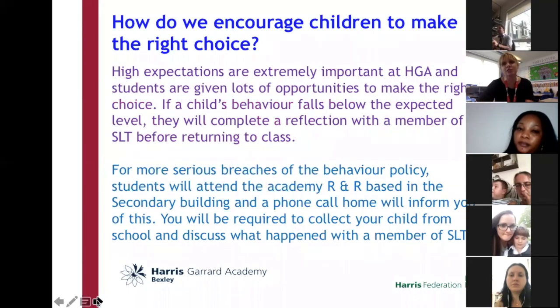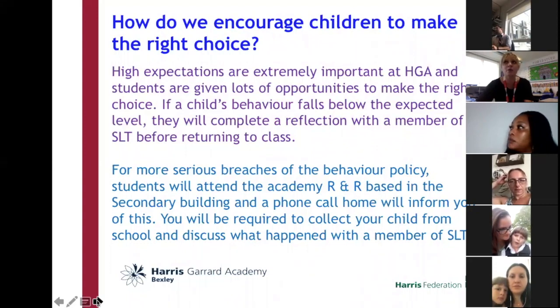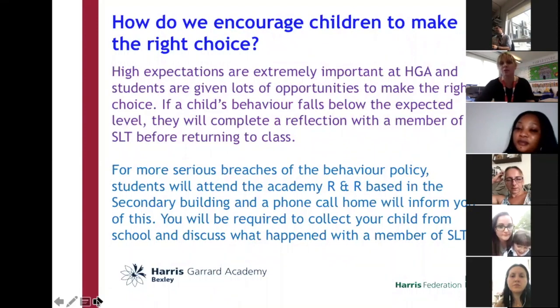So high expectations are really important. We really, really want your children to do well and to learn well. If your child's behaviour unfortunately falls below the expected level, they will then complete a reflection activity with a member of the leadership team before they're able to return to class. Upon returning to class, they will also have a chance to speak to the class teacher in order to rectify what's happened and start again. So we want them to see what's happened, if they've made a poor choice, but then they do, of course, get to rectify that and start afresh, which we believe to be fair.